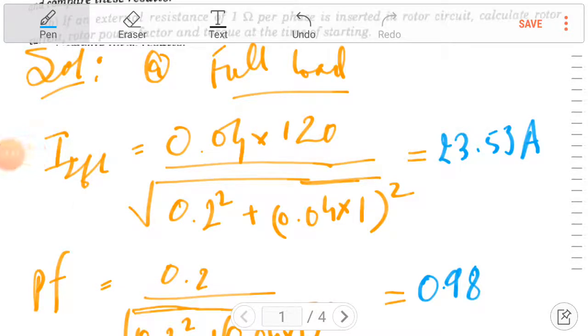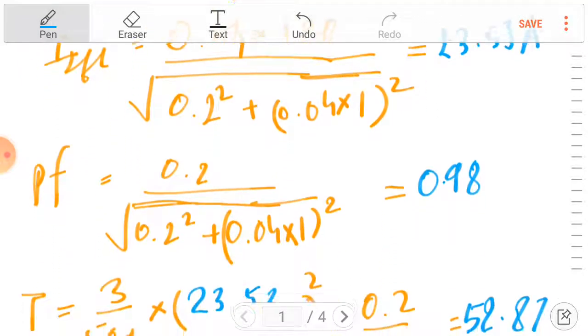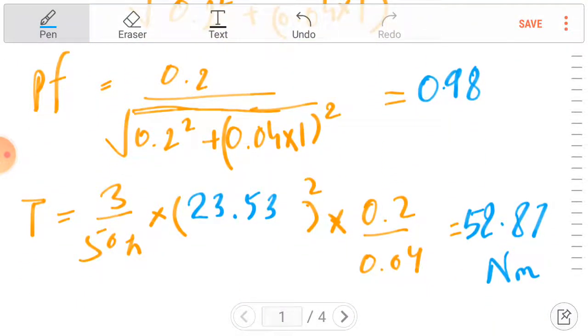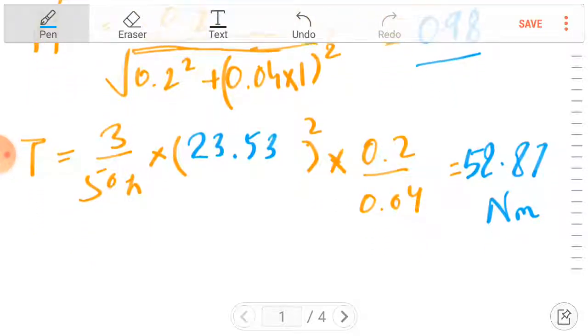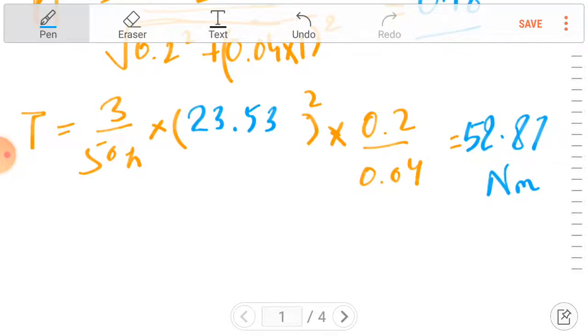In option A, for full load condition, I2FL is equal to 0.04 into 120 by under root of 0.2 square plus 0.04 square, equal to 23.53 ampere. Similarly, we will use the formula of power factor and find the power factor equal to 0.98. Put the value of rotor full load current in the torque equation. We get the 52.87 Newton meter torque.